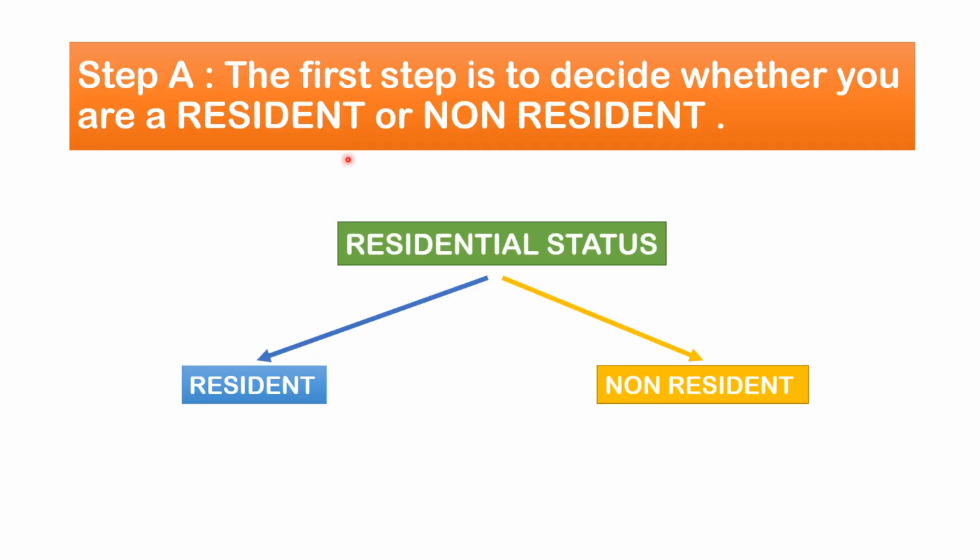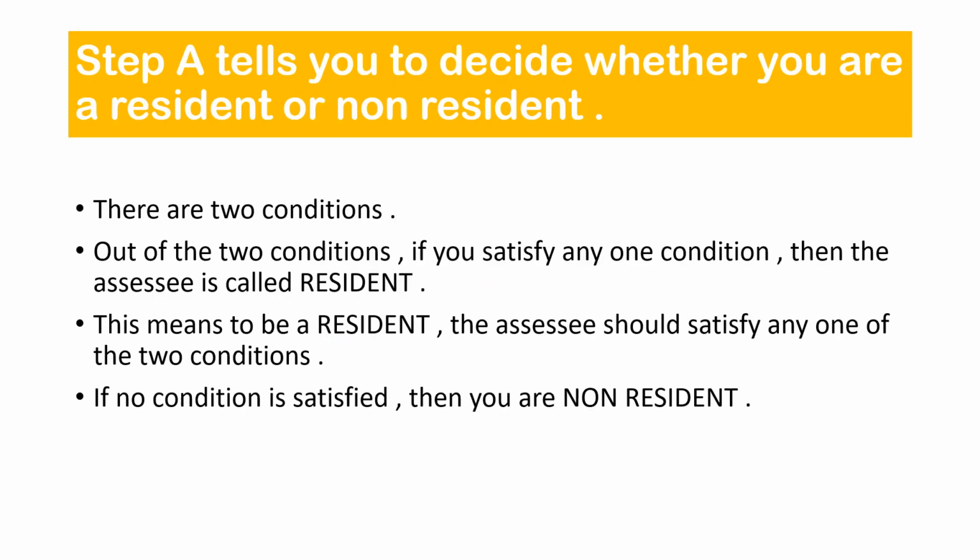When we talk about this topic, the first step is that you decide whether you are a resident or a non-resident. So the residential status is bifurcated into two sections. The first is resident and the second is non-resident. To decide residency or non-residency, there are two conditions which will be mentioned in the next slide.